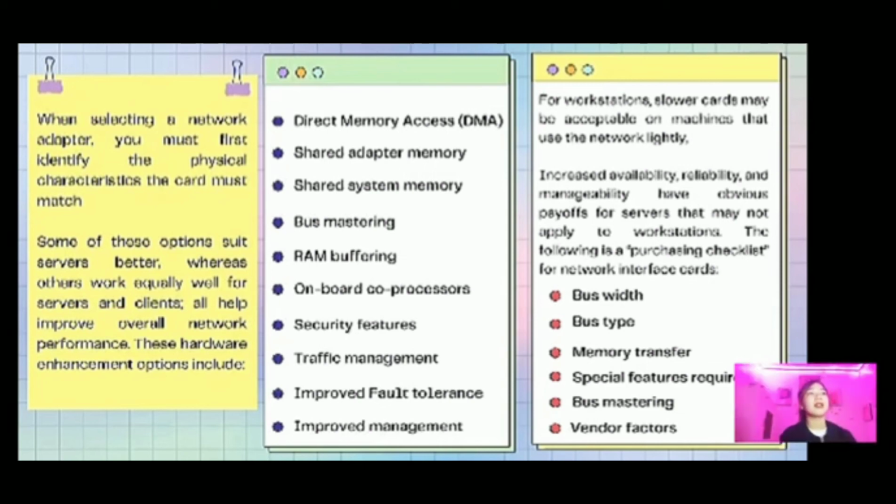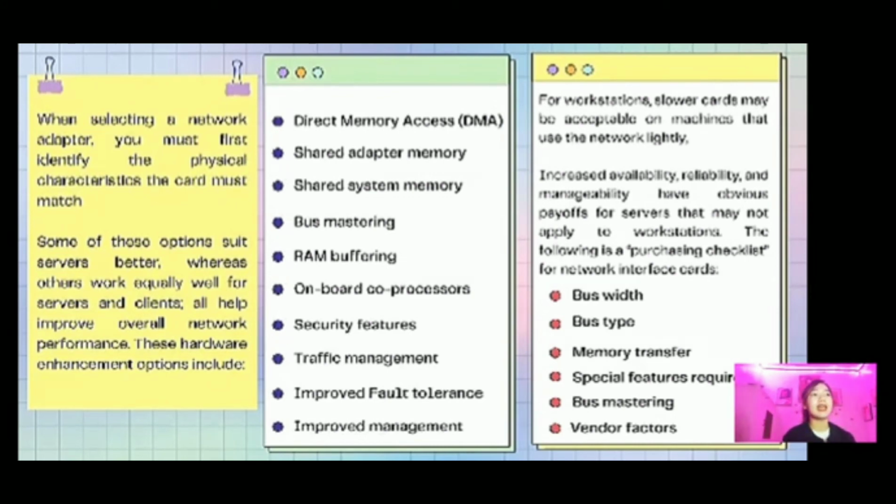So for workstations, slower cards may be acceptable on machines that use the network lightly. Increased availability, reliability, and manageability have obvious payoffs for servers that may not apply to workstations.